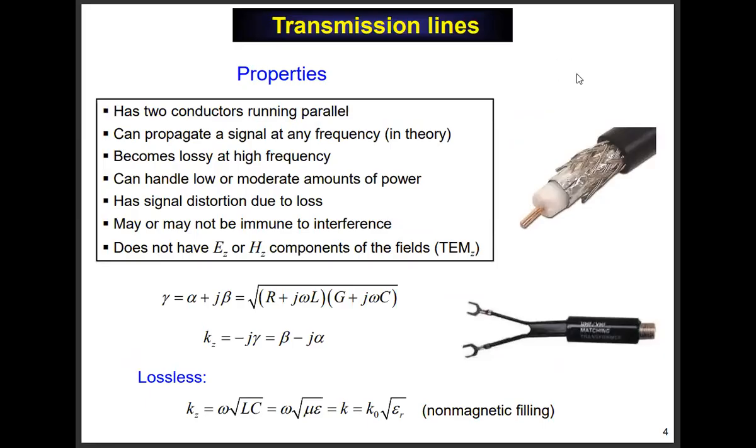So transmission lines. First of all, what is a transmission line? It's two conductors running parallel. Of course, one could be inside the other, like a coax or twin lead. What are some of the properties? You can propagate a signal at any frequency in theory, even down to kilohertz or really low, or up to very high frequencies in principle. What's the disadvantage of a transmission line? It becomes very lossy at high frequencies, right, because the R and G get bigger.